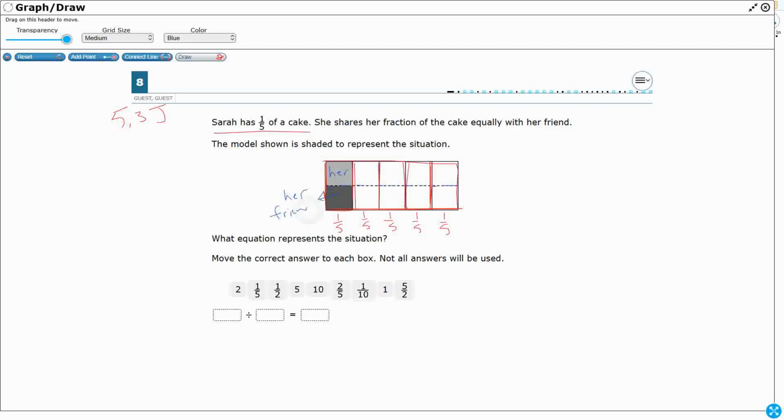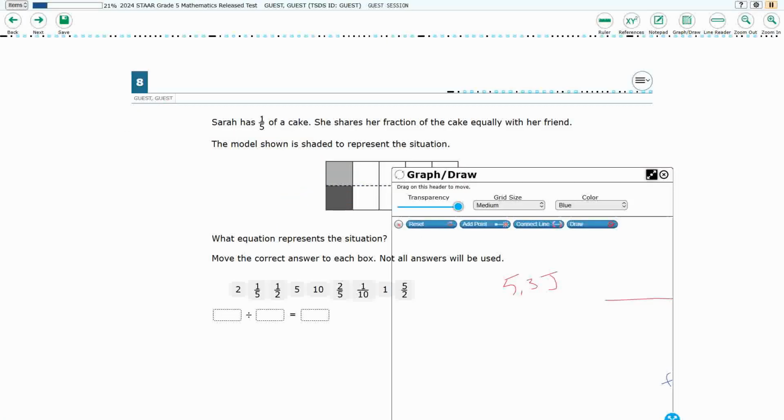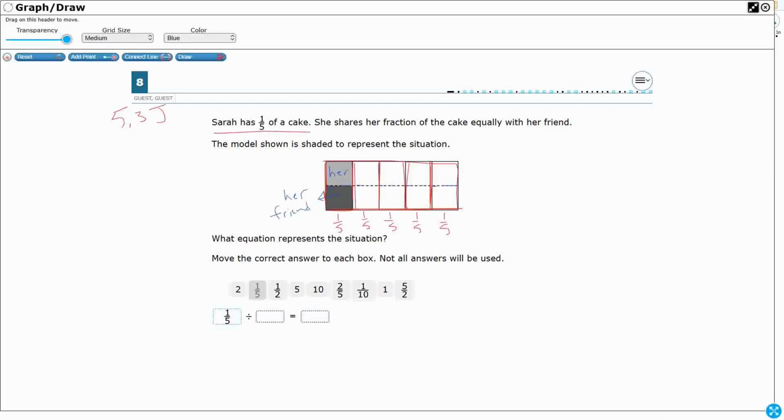Now, what equation represents this situation here? Well, let's look to see how much each of these pieces are. Okay, so originally we had 1/5, so we can start with that. We had 1/5, and then what did we do? We shared it equally. Okay, so we divided it.